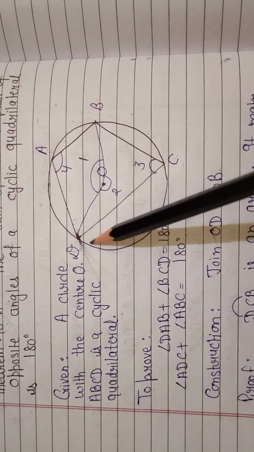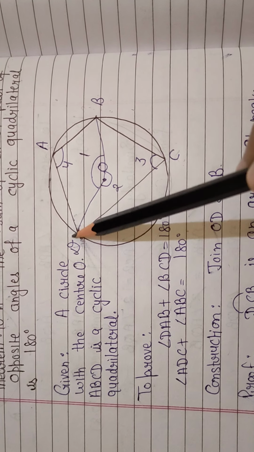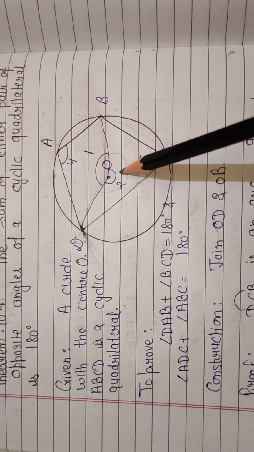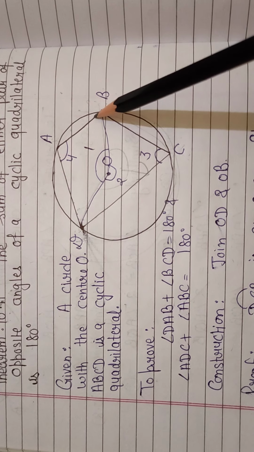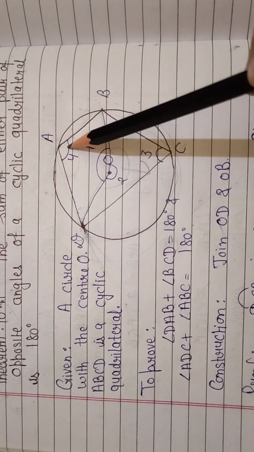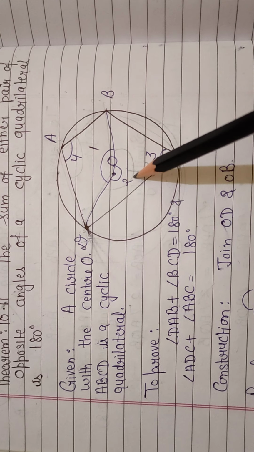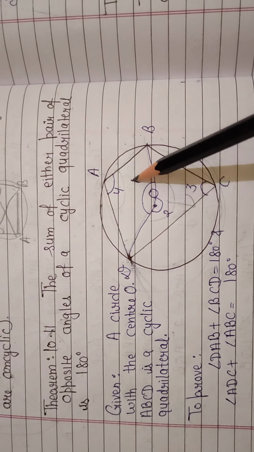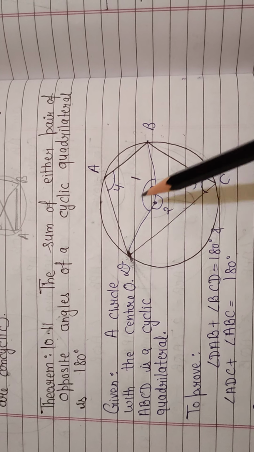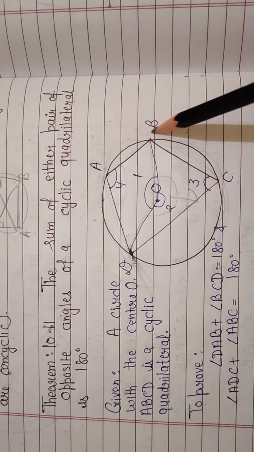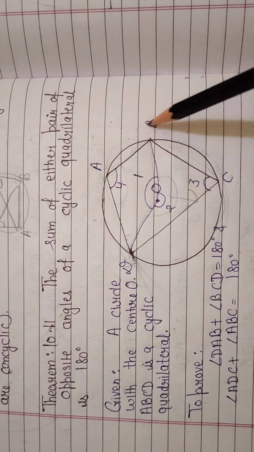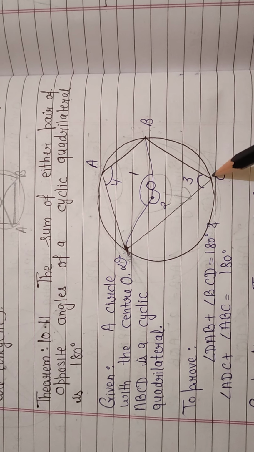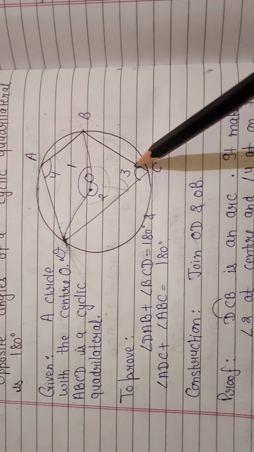DCB, see here, this is an arc and it is making angle 2 at the center, and the same arc is making angle 4 on another part of the circle. So angle 2 is equal to twice of angle 4. Similarly, we can write for angle 1 and angle 3. DAB is another arc that is making angle DOB at the center and angle DCB on another part of the circle. So angle 1 is twice of angle 3.